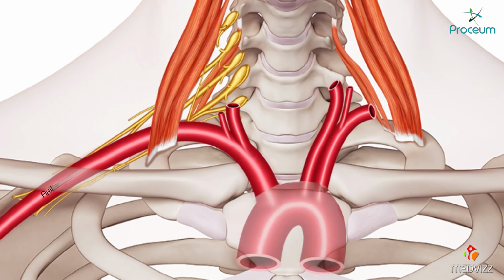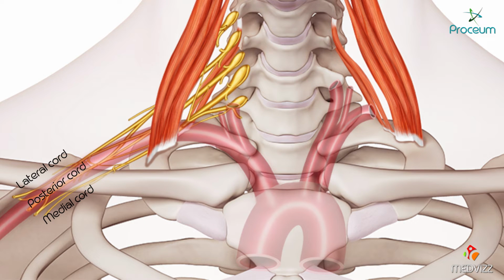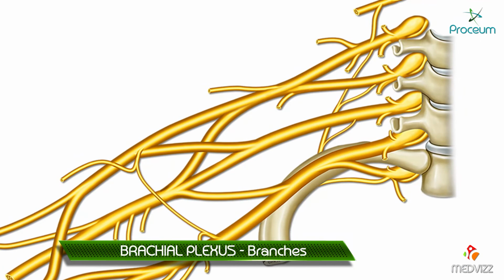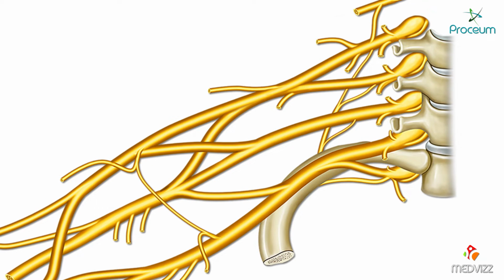If we see the second part of the axillary artery, laterally is the lateral cord, medially is the medial cord, and posteriorly is the posterior cord of the brachial plexus. And next, what are the branches given off by this plexus? First, branches from the roots.